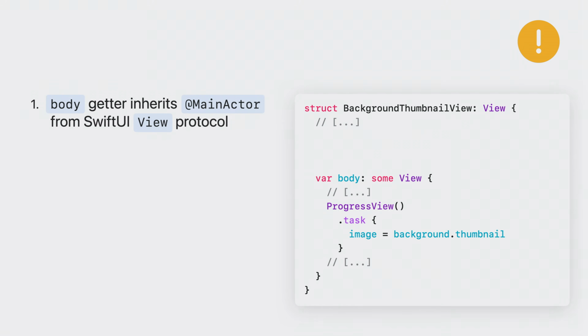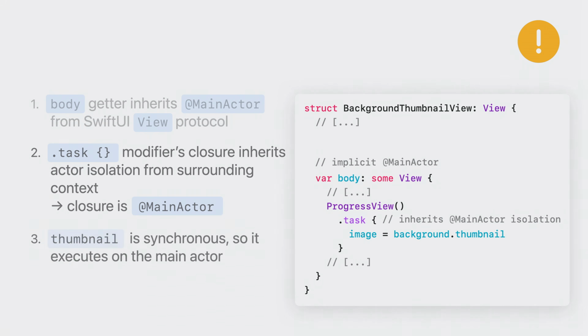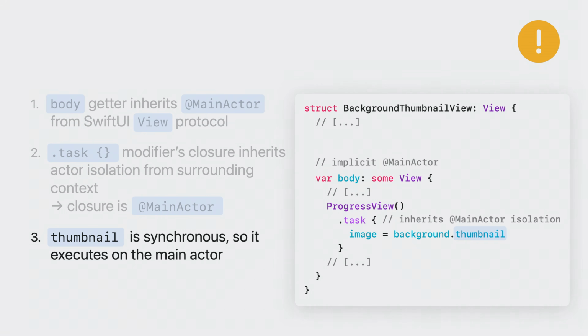First, the body getter inherits the main actor annotation from SwiftUI's view protocol. Because body is annotated as main actor in the view protocol, when we implement it, the body getter is also implicitly annotated as main actor. Second, the task modifier's closure is annotated to inherit the actor isolation of the surrounding context. So because the body getter is isolated to the main actor, the task closure will be as well. So all the code running in this closure will be running on the main actor by default, and because the thumbnail getter is synchronous, it now synchronously runs on the main thread.